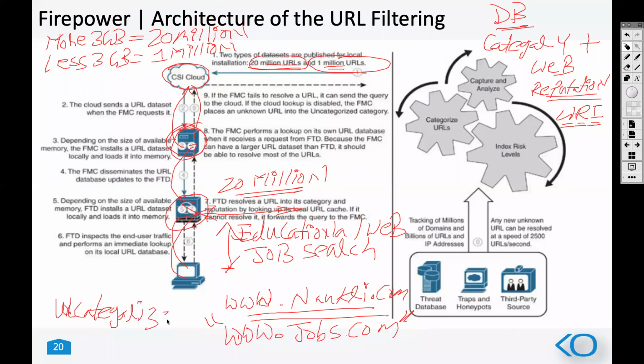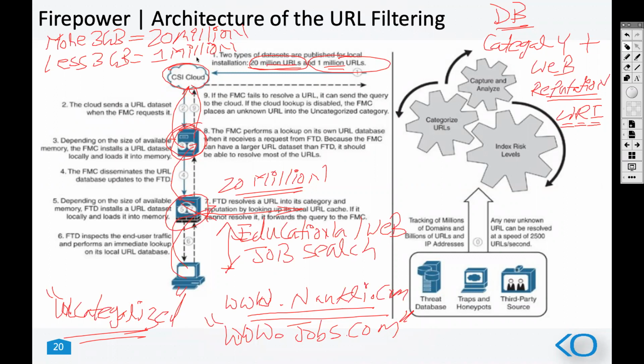Okay, and depending on whether you have created a policy to block uncategorized, it is going to block it. If you have not created a policy that uncategorized websites should be blocked, it will not block it, it will allow it. Okay, inside FMC there is an option which you can enable. By default that option is disabled, but you can go ahead and do that.